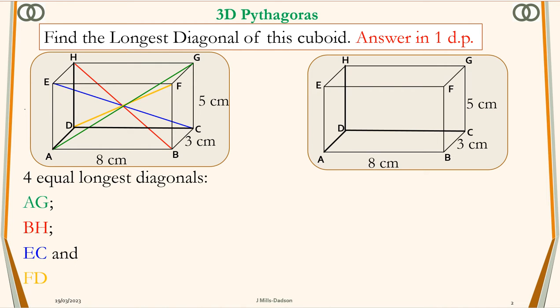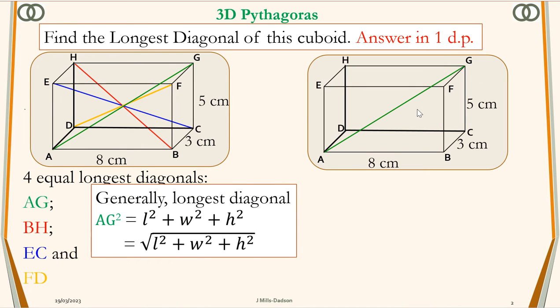So when you are asked to work out any of these lines, the method is the same. Now let's work out our longest diagonal in this cuboid. Let's take, for example, line AG. The general form is AG squared is equal to the length squared plus the width squared plus the height squared. So that's the general Pythagoras equation or format for the longest diagonal in a cuboid. And as usual, we work out the square root of that to find our answer.